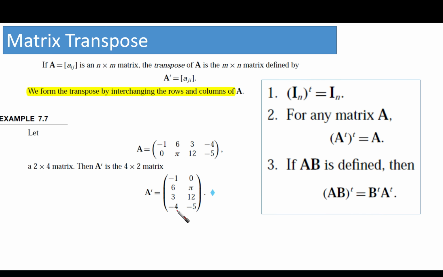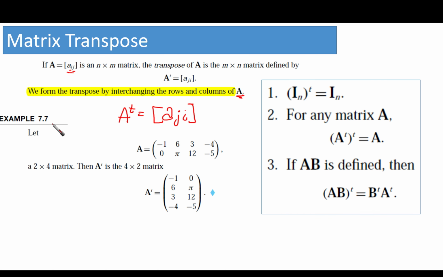And then the last thing is the matrix transpose. The matrix transpose is something easy for us. If A equals a_ij, then A is an n by m matrix. The transpose of A is an m by n matrix defined by A transpose equals a_ji. So instead of this, A transpose is going to be a_ji. Take care here, it is ji; here it was ij. We form the transpose by interchanging the rows and columns of A.